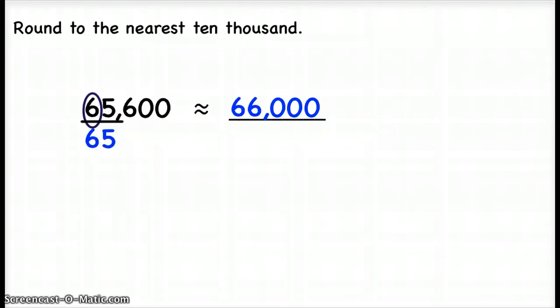In this problem, we're rounding to the nearest 10,000, but using the exact same process. The 6 is in the 10,000s place, so I'm circling that, underlining the 65. Well, my lowest endpoint would be 60. My highest endpoint would be 70. 65 is my midpoint. And yes, 65 and 65 are equal, so now I have to peek at the rest of the number. I know that 65,600 is more than just 65,000 straight up, so I have to round up to the next highest 1,000, which is 66,000.